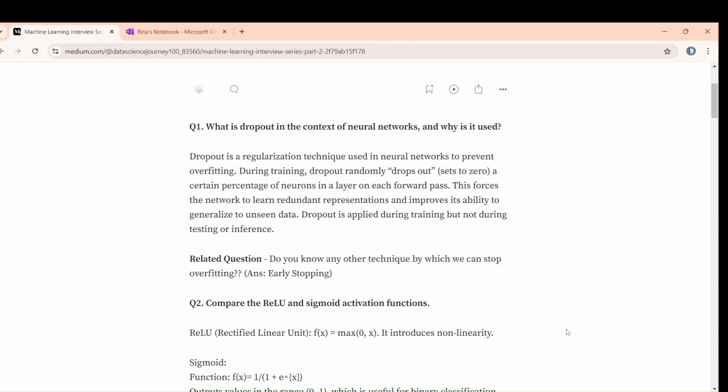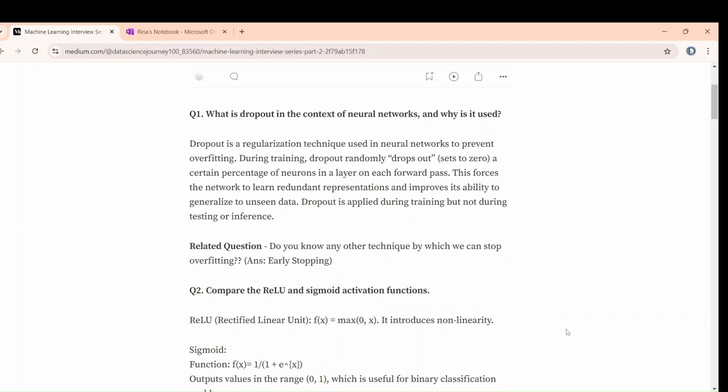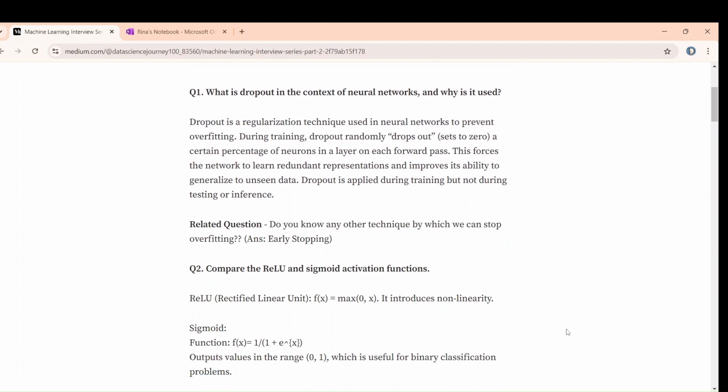Now the second question: compare the ReLU and sigmoid activation functions. There are many kinds of activation functions. Maybe first tell me why activation functions are required. Activation functions are required to capture non-linearity. What is non-linearity? Non-linearity means when your data sets cannot be separated by a single line. This is not linear. Maybe there is a curvature, like the sigmoid function, which has a curve. Maybe it is a parabola. That is not a straight line. So in those scenarios, we can say that the data is non-linear data. And to capture the non-linearity, you have to use some kind of activation function.